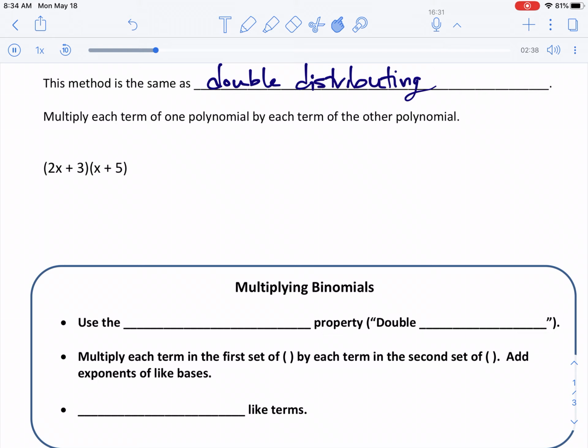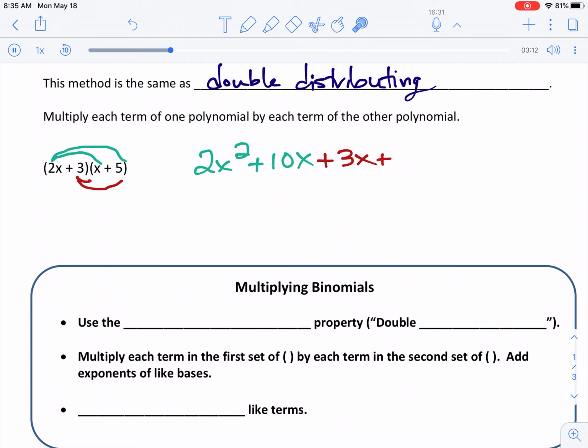It looks like this. So the 2x has to distribute into both terms. So we're going to do that first. 2x times x is 2x squared. So we'll write that over here, 2x squared. And then 2x times 5 is 10x, positive 10x. And the next thing we want to do is we want to distribute this 3 in, so I'll go underneath it just to show you that you can also multiply the 3 in to both terms. So 3 times x is 3x, and then 3 times 5 is 15.